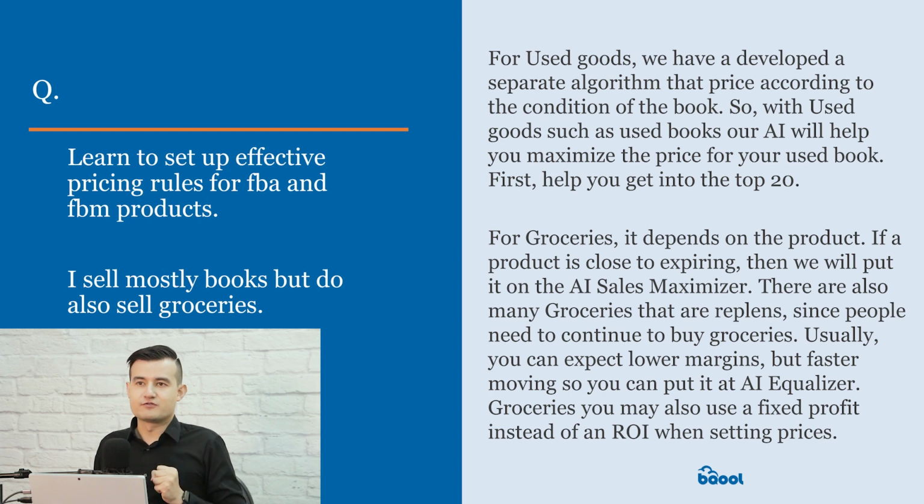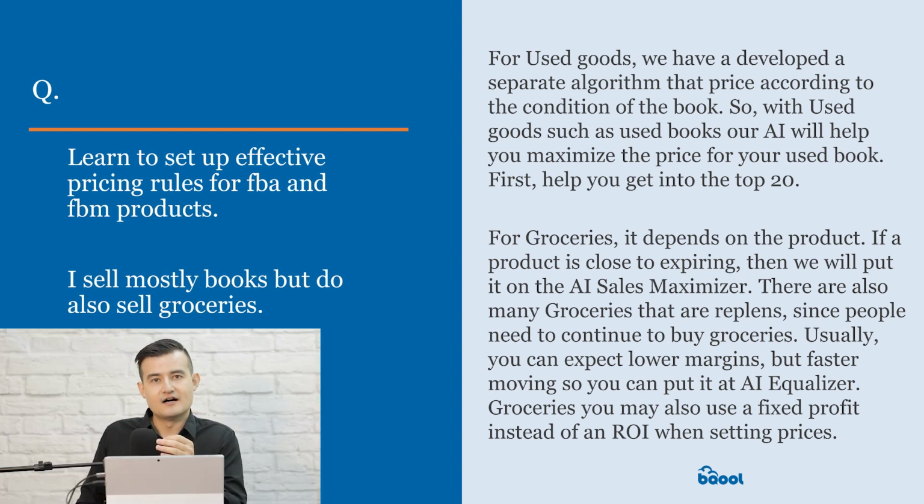It would first go for the top 20, because usually for used books there are a lot of different sellers. You could also check whether the used book is seasonal or not to set the mins and max. And if you know that the book's price is going to tank soon, maybe it's a textbook, then you could put that on a more aggressive AI rule, for example, the AI sales booster.